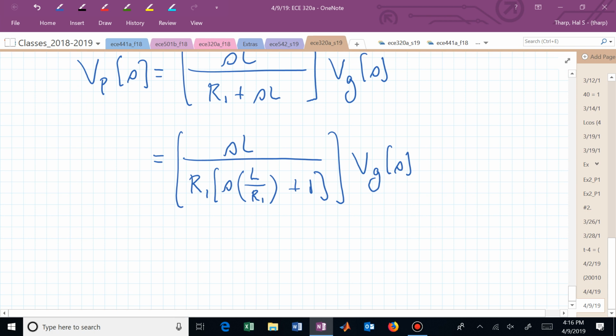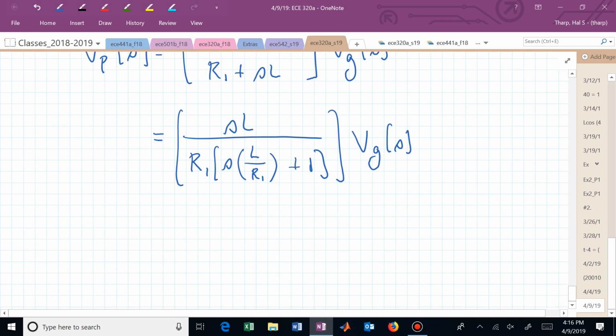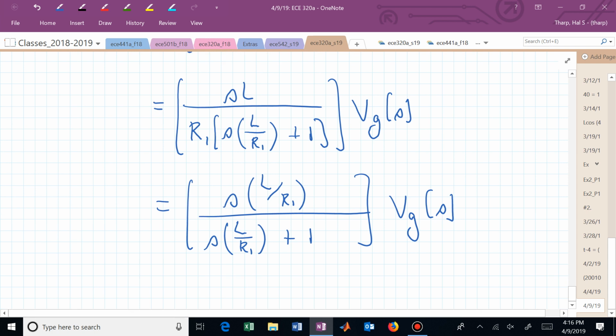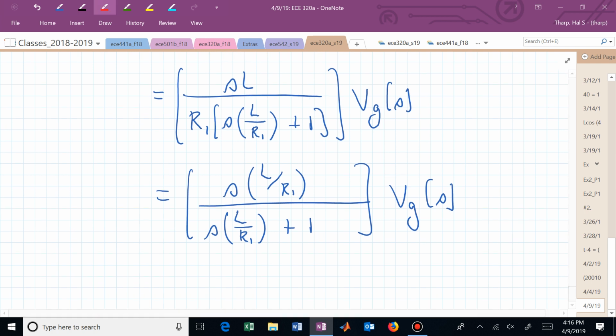Well, that looks kind of ugly with that R1 downstairs. Let's just push it upstairs in the denominator of our numerator. We can now rewrite this as S times L over R1, and downstairs we have S L over R1 plus 1. And that should start making us feel a little bit more comfortable.